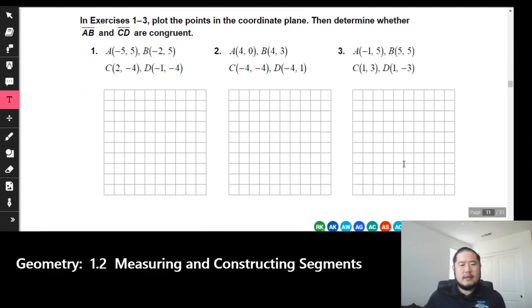All right, let's take a look at some of the exercises that we can do together. The first one, number 1, says plot the points in a coordinate plane and determine whether AB and CD are congruent. Now, the easiest way to determine if these two segments are congruent, actually instead of graphing, would be to use the distance formula.